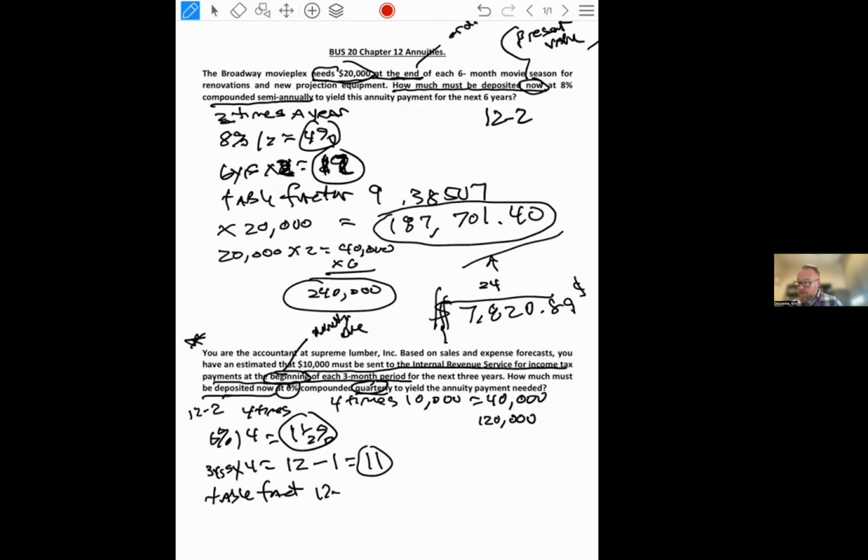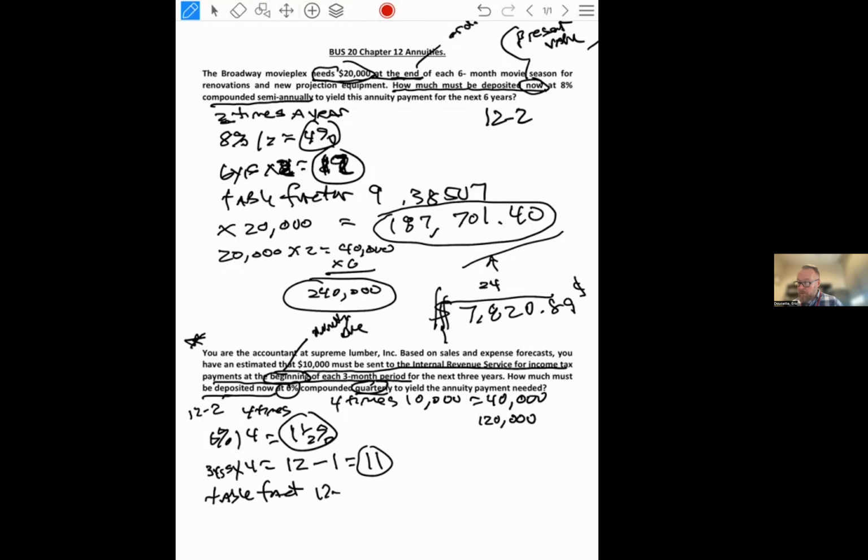Now, just like we did on an annuity due on a future value, we subtracted 1. Remember, we added one to the periods and we subtracted 1.0 from the total. In this case, we're actually going to add 1, so just the opposite of when we're doing it for a future value. When you're doing it for a present value, you have to add 1.